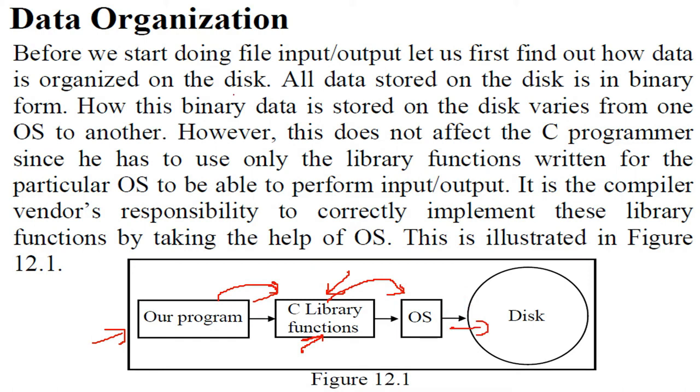So the data is stored in the disk. It is actually in binary form. How this binary form is stored in the disk depends on the operating system. But for a C programmer, for us, it doesn't matter. Why? Because we are using the library functions and we are using the capabilities of the operating system to perform the input output. So it is the compiler vendor. It can be any compiler from any vendor. Now it is the responsibility of this compiler to correctly implement these library functions and also take the help of the operating system.